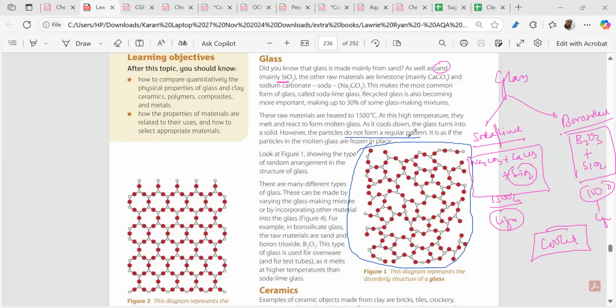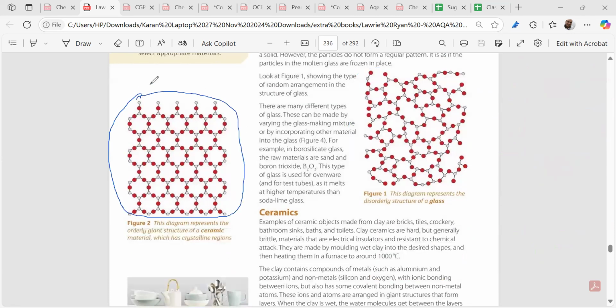Now, this borosilicate glass we are using for ovens, microwave ovens, or your high heating glasses when needed. Now, coming to the part, you can see the difference. If you see ceramics, this ceramic will have a gigantic lattice structure. But glass does not have a lattice structure, number one.